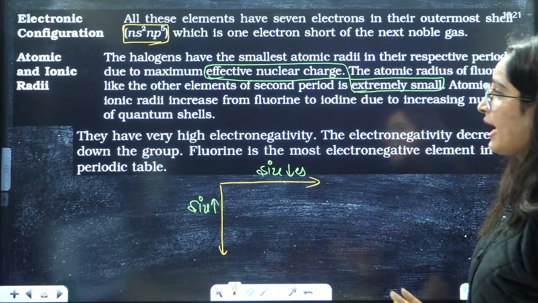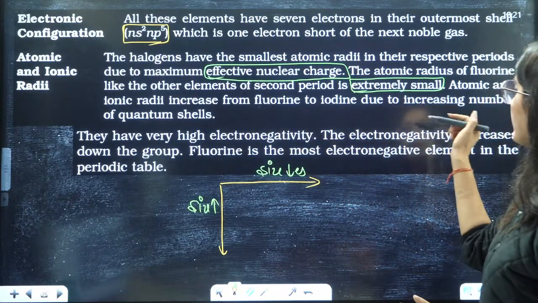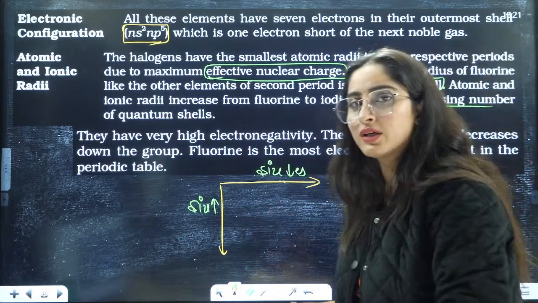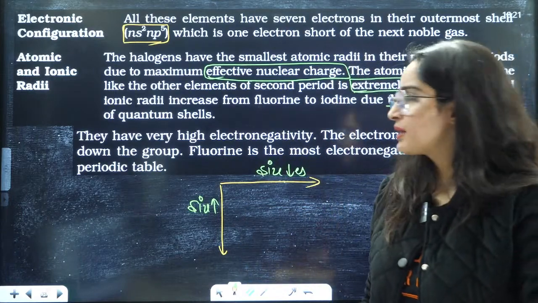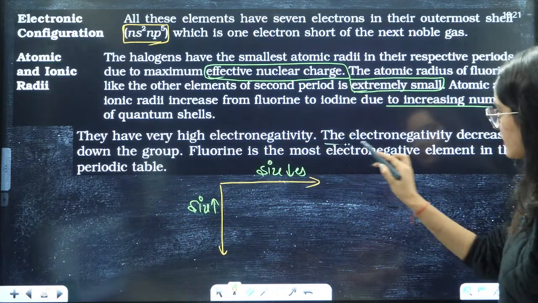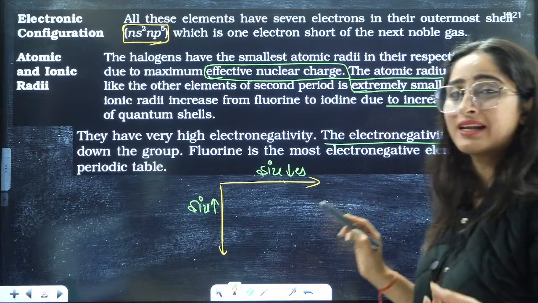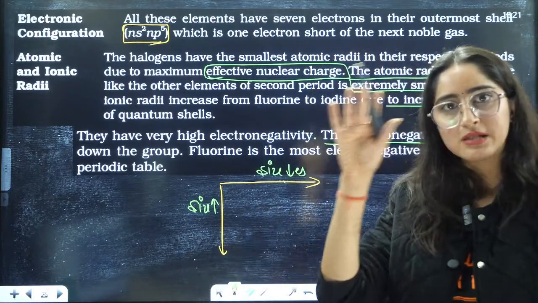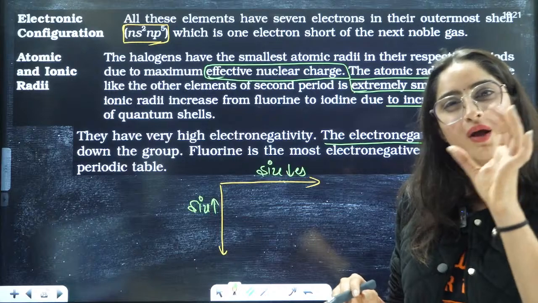Atomic and ionic radii increase from fluorine to iodine due to increase in atomic number. Down the group, atomic size will increase. They have very high electronegativity. The electronegativity decreases down the group. Fluorine is the most electronegative element of the periodic table and the smallest.